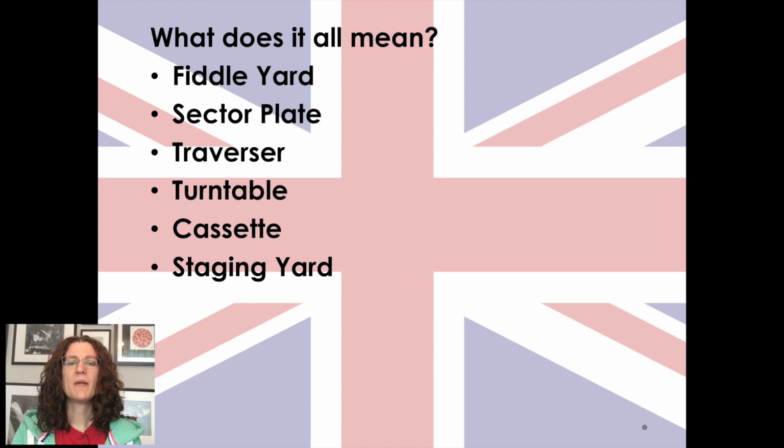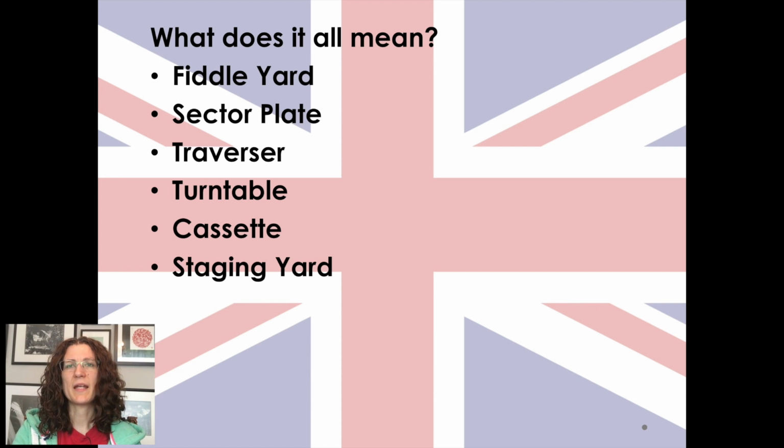So what does this all mean? I'm going to walk you through just some terms that we're going to use a lot of, and then I'm going to demonstrate them to you with some photos and show you what they look like in reality. So Fiddle Yard. This is basically track that you can fiddle on. So it's easy to access and you can go and pick locos off, turn them around, do whatever you like. But your track is more or less fixed and you yourself do all the moving.